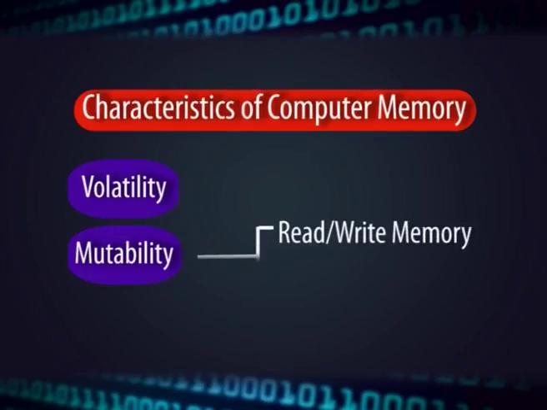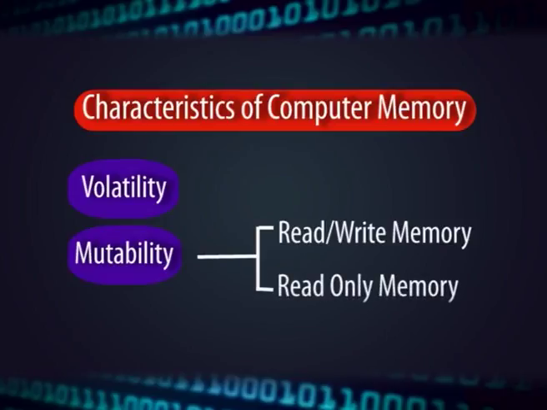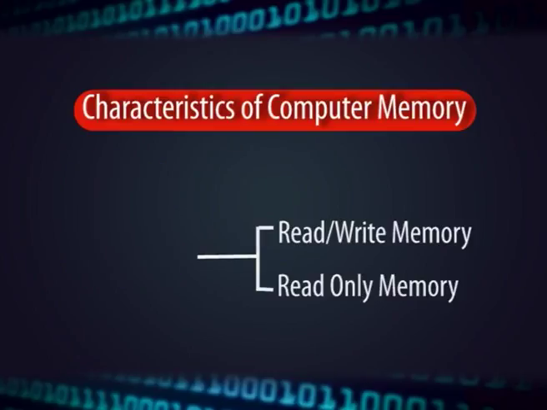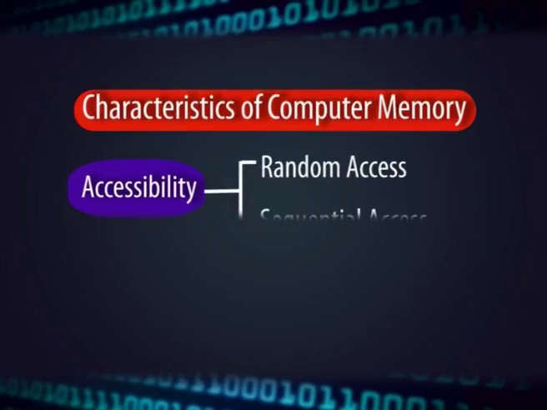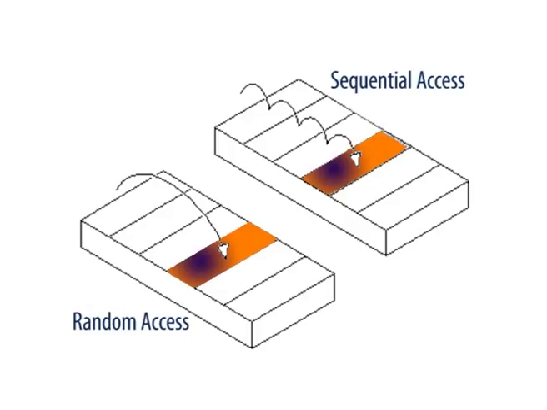The next characteristic is mutability, or changeability. Memory storage in which changes such as rewriting can be made is known as read or write memory, whereas memory storage in which changes cannot be made is known as read-only memory. The next characteristic is accessibility. On the basis of easy accessibility, storage devices are of two types: random access and sequential access. Random access: any location in storage can be accessed at any moment in approximately the same amount of time. Sequential access: pieces of information will be accessed in a serial order.